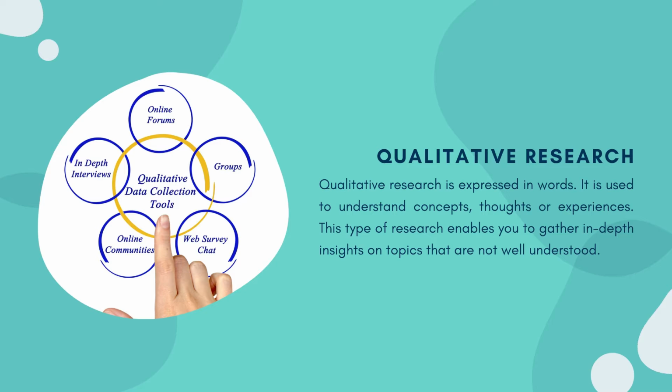Qualitative research is expressed in words. It is used to understand concepts, thoughts, and experiences. This type of research enables you to gather in-depth insights of topics that are not well understood. Common qualitative methods include interviews with open-ended questions, observation described in words, and literature reviews that explore concepts and theories.